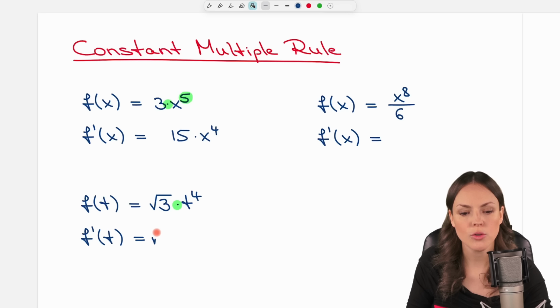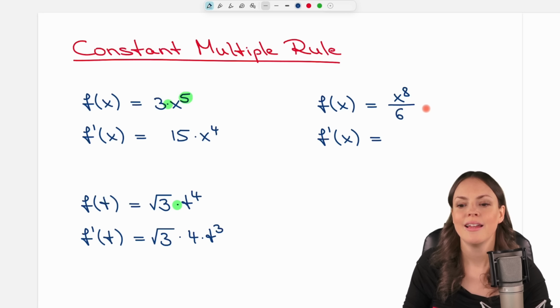We just take the square root of 3 and write it in front of our part here. And then we have to differentiate this. We take the exponent, the 4, write it in front, and decrease the exponent by 1 so that we get t to the power of 3. And this is your derivative.